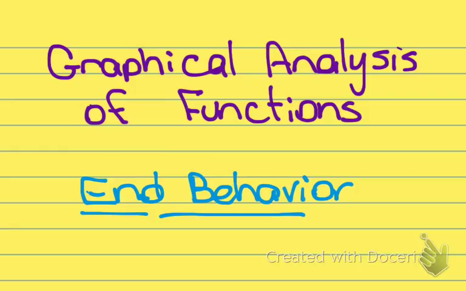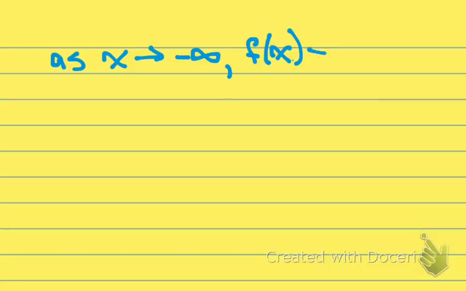So we have the left end, where the x values go to negative infinity. The notation for this, if we want to look at the left side, would be: as x goes to negative infinity, which is looking at the far left of the function, then f of x, or y, goes to what? In other words, what are the y values? What's happening with the y values as x goes to negative infinity?